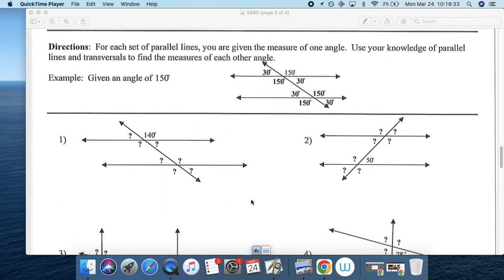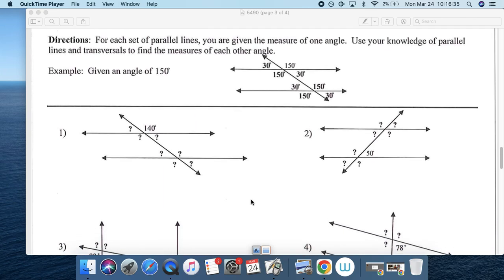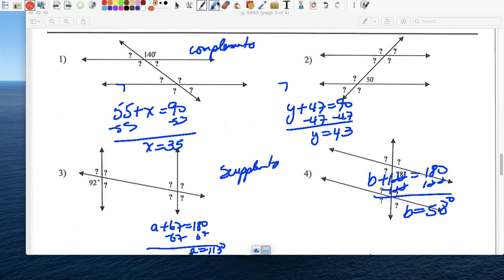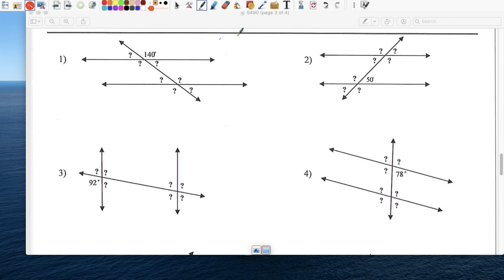Right, so it says to find the measure of each angle. So you're given one angle and you have to find the rest. Okay, so let's start. That's 140. Automatically, we know this is 140, right? Vertical angle. So let's fill in the rest.